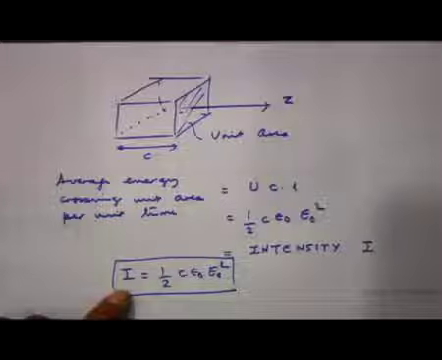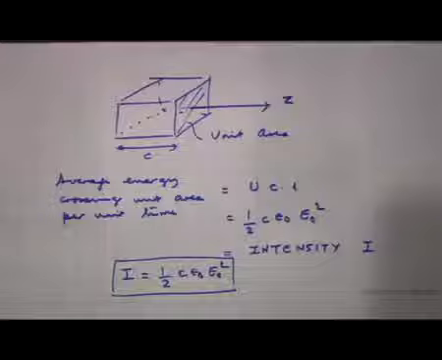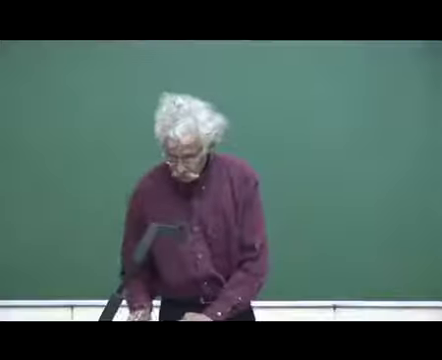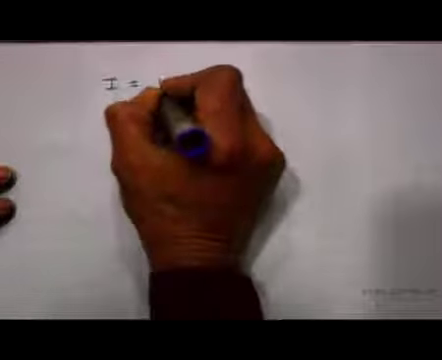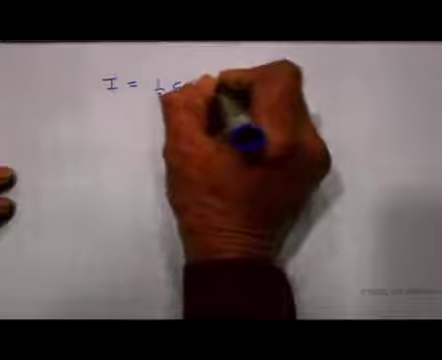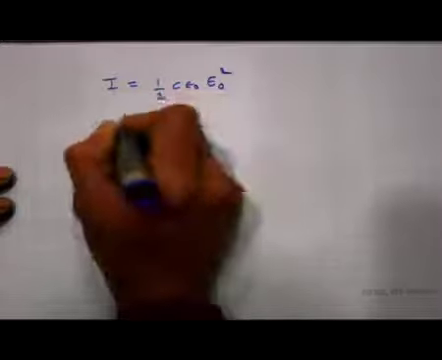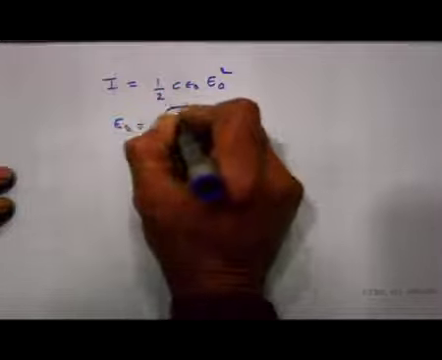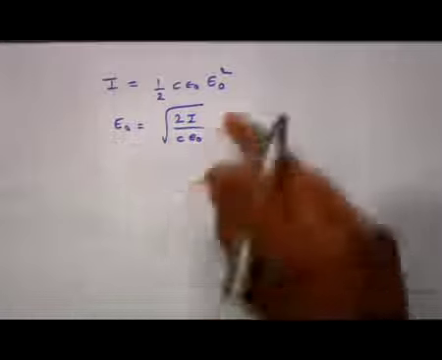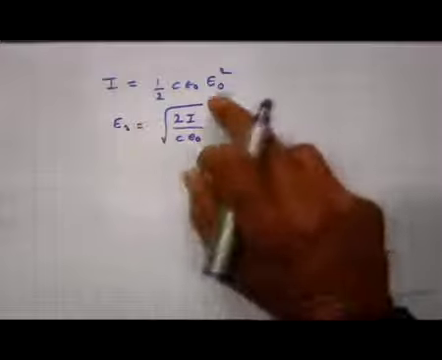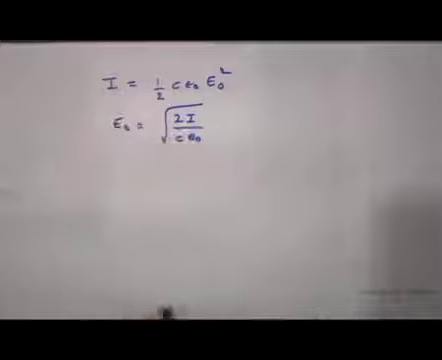If you know the intensity, if you know the power crossing per unit area per unit time, then you can calculate the corresponding electric field here. Let me write this equation again. I is equal to 1 by 2 c epsilon 0 E naught square, and E naught is also equal to square root of 2 I by c epsilon 0. So, if you know the intensity, you can calculate the electric field. If you know the electric field, you can calculate the intensity of those waves.